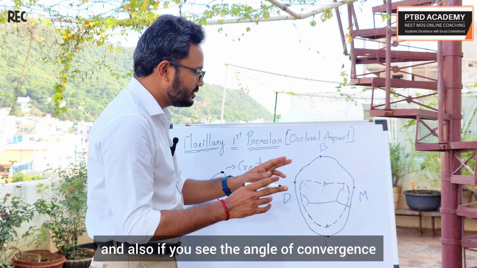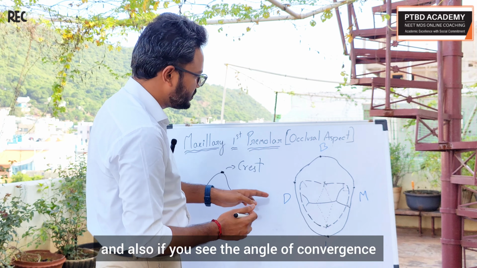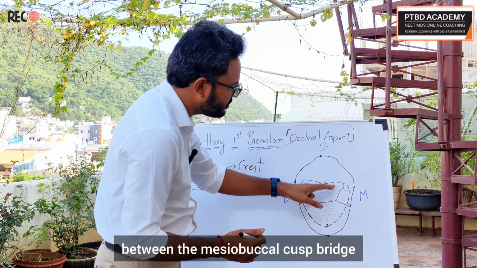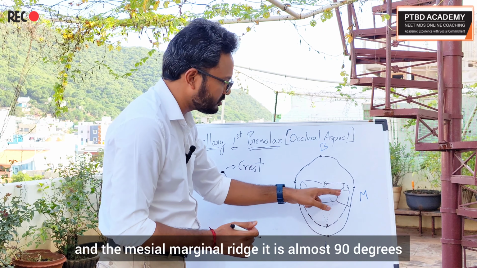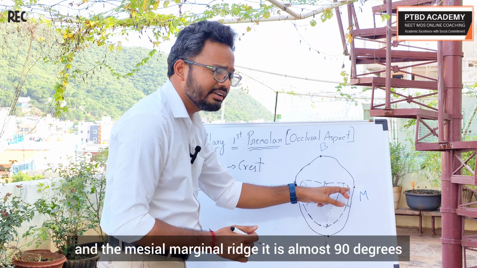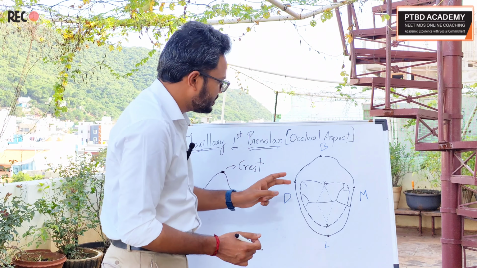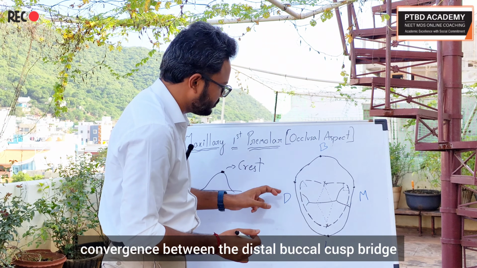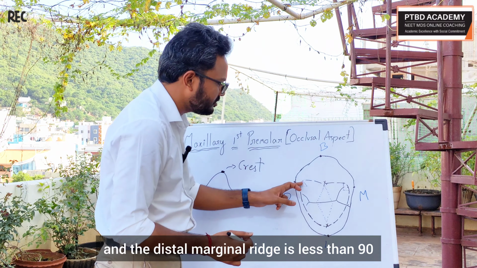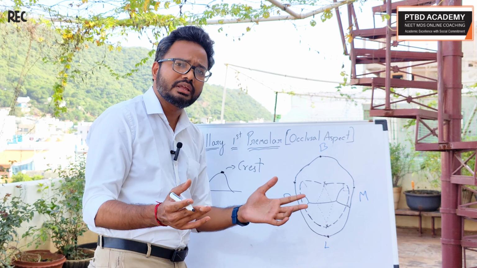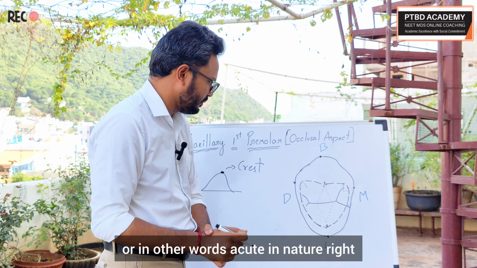And also if you see the angle of convergence between the mesobuccal cusp ridge and the mesial marginal ridge, it is almost 90 degrees, that is right angle. However, the angle of convergence between the distobuccal cusp ridge and the distal marginal ridge is less than 90, or in other words acute in nature, right?